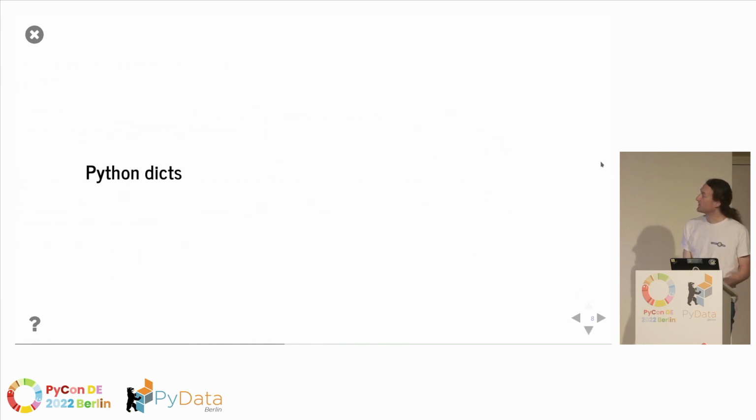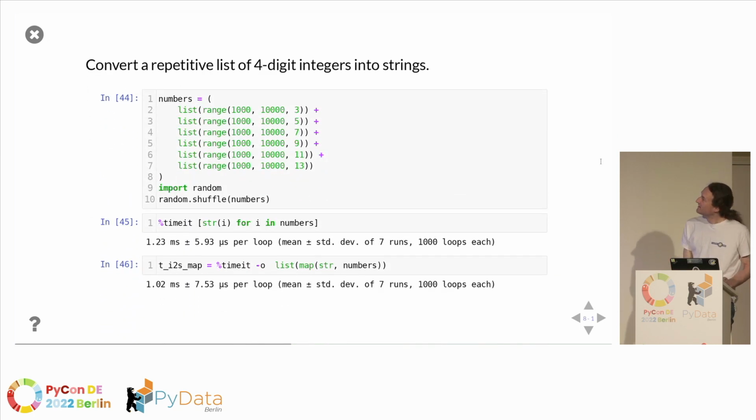Python dicts. So we've seen sequence data types. What about Python dicts? Are they fast too? They are. Let's look at this use case. We have a lot of integers, and we want to convert them into strings. So the straightforward thing to do is you have a list comprehension, and you run over the numbers that you have, and you just call the string function on it.